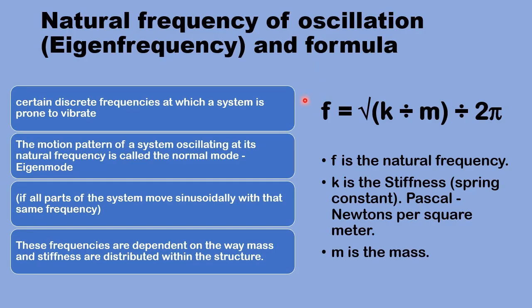The motion pattern, the vibration pattern of a system oscillating at its natural frequency, is termed the normal mode or the eigenmode. That's when all parts of that system are moving sinusoidally with that same natural frequency. This natural frequency is described by this formula, in which the frequency would increase with increasing the stiffness of the system or the object, and decrease by increasing its mass, its vibrating mass. The frequencies are dependent on the way the mass and the stiffness are distributed within that structure or that system.